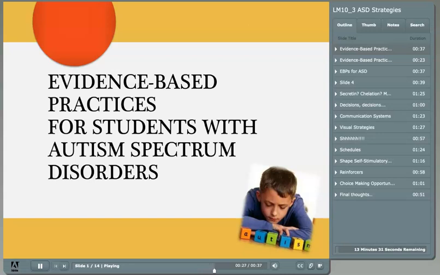We're going to cover strategies and interventions that are evidence-based practices, meaning that there is research supporting the use of these strategies when supporting a student with an autism spectrum disorder.